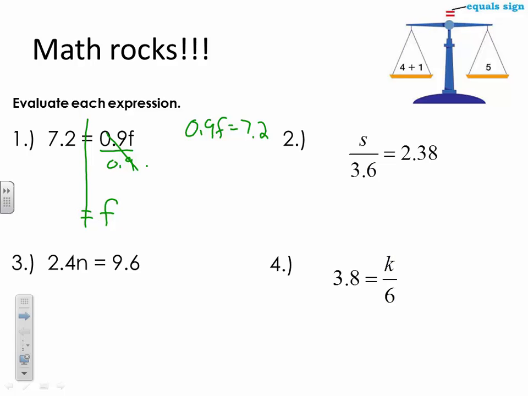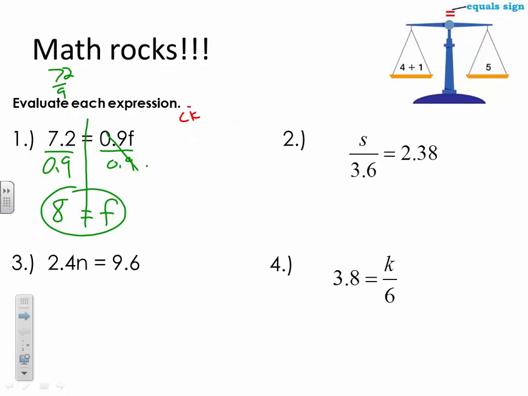How many f's do you have down here? You have 1. Whatever you do to one side, do to the other side. So I'm going to divide by 0.9 over here. I'm thinking of this as 72 divided by 9 because they each have one decimal place. So 72 divided by 9 is 8. F equals 8.